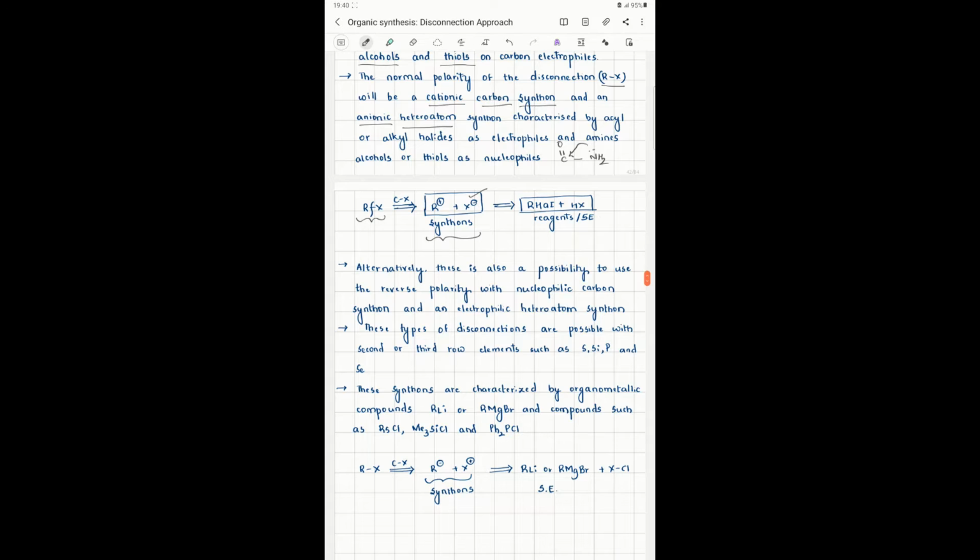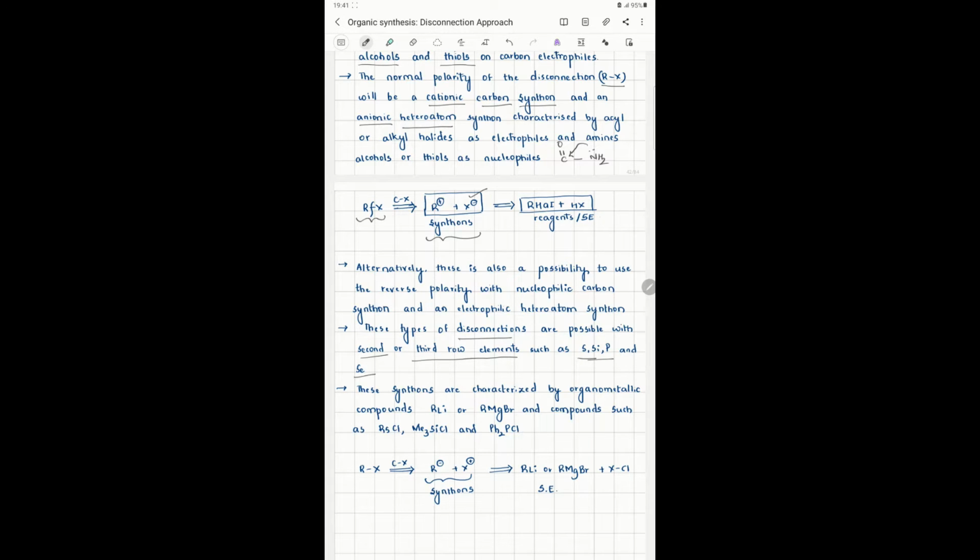Alternatively, there is also a possibility to use the reverse polarity with a nucleophilic carbon synthon and an electrophilic heteroatom synthon. We have observed this as an umpolung polarity, where we can give a negative charge to carbon and a positive charge onto the heteroatom. But these types of disconnections are only possible when there are second or third row elements such as sulfur, silicon, phosphorus and selenium.